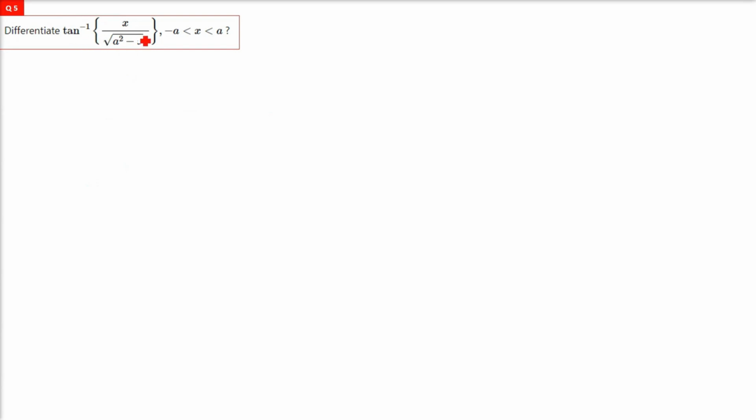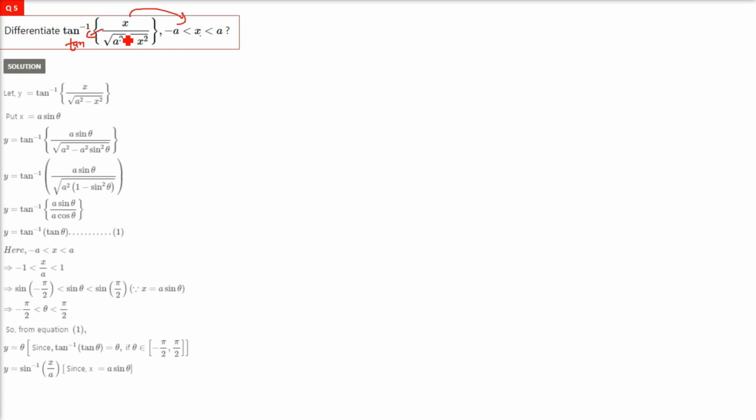Differentiate tan inverse x divided by under root a square minus x square. Please remember x has to be between negative a and a. So whenever we talk about tan inverse, you need to cancel, because you cannot directly differentiate it. If you want to, you can, because we know about that. But why not cancel these two out? So we need a tan.